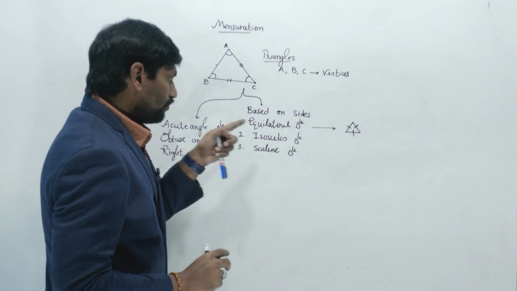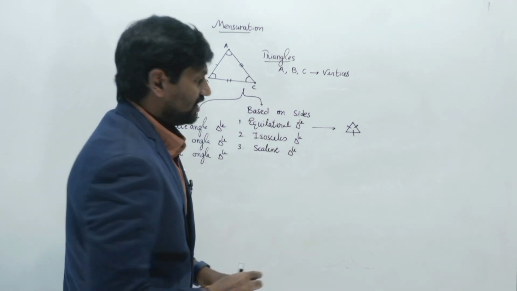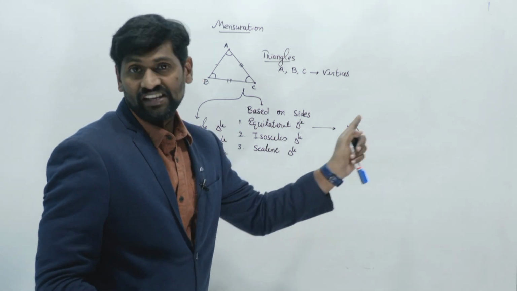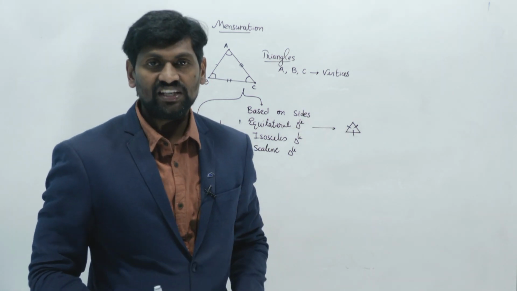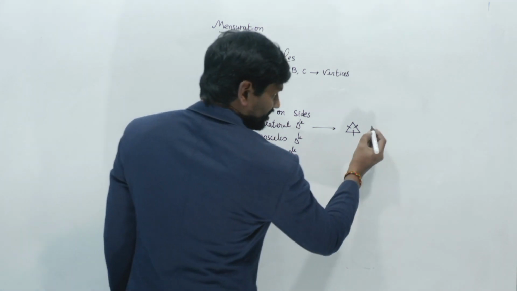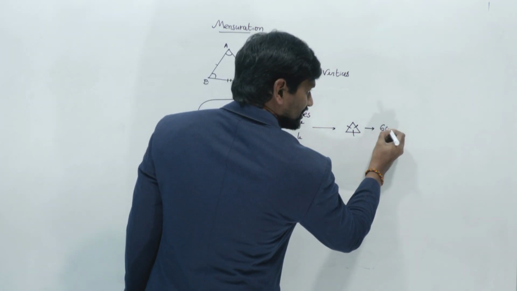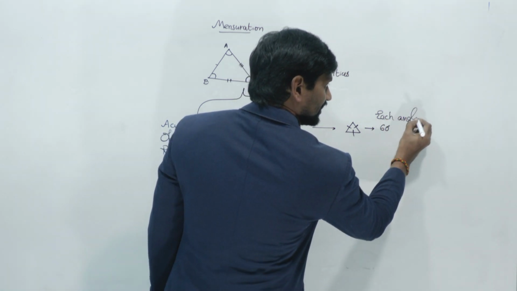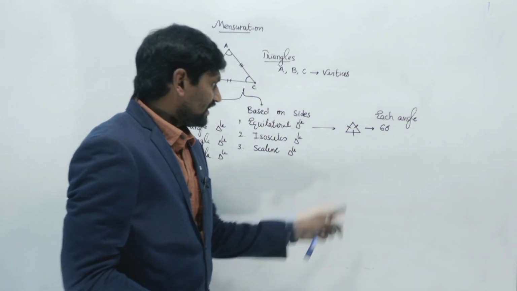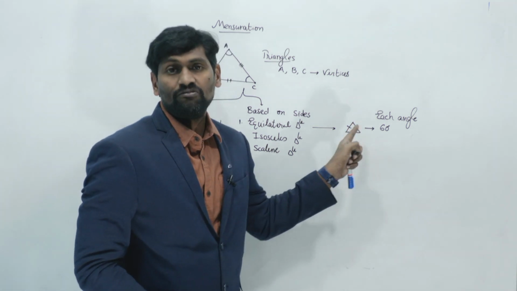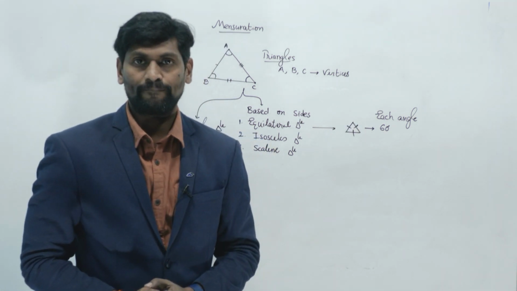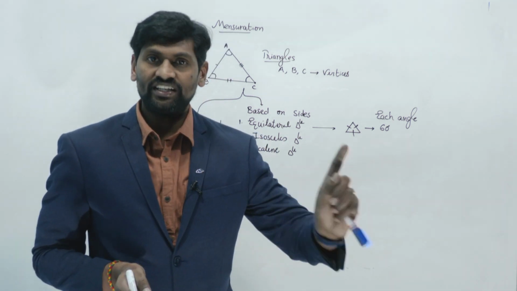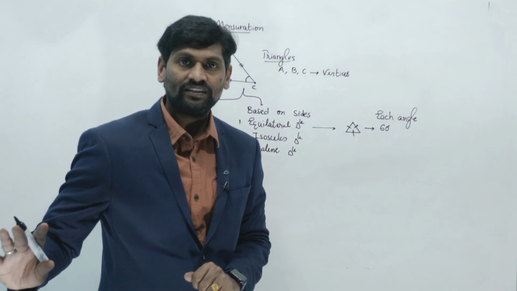While you are observing the equilateral triangle, all three sides are equal, and at the same time all angles are also equal. That means each angle measures 60 degrees. Then 60 plus 60 is 120, 120 plus 60 is 180 degrees. So the sum of the three angles of a triangle is 180 degrees.